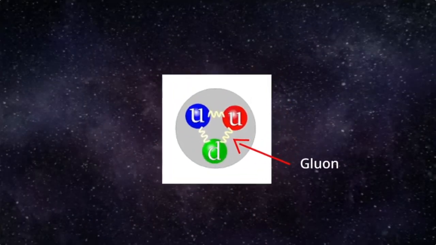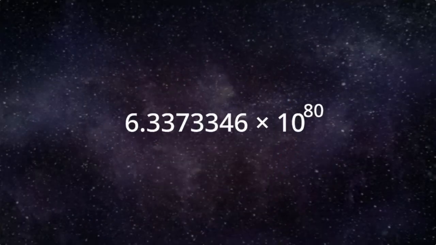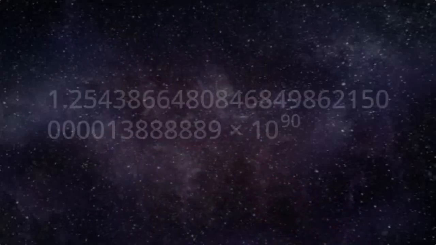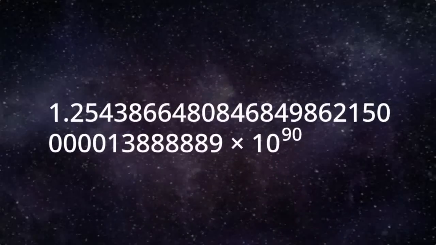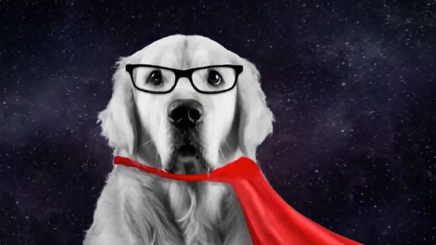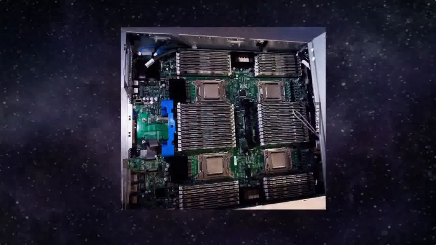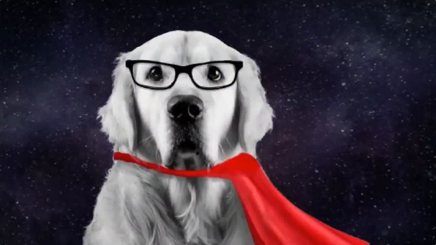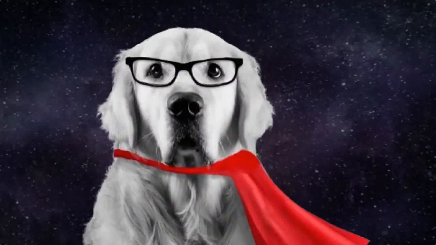And finally, since there are around the same number of gluons as there are quarks, there are 6.33733346 times 10 to the 80th gluons. If we add all the numbers up, there are this many total particles. Next, we must find out how the computer stores these particles. First of all, the computer would store all the particles in its RAM, because it needs to process every particle constantly. So, how many bytes would each particle take up?